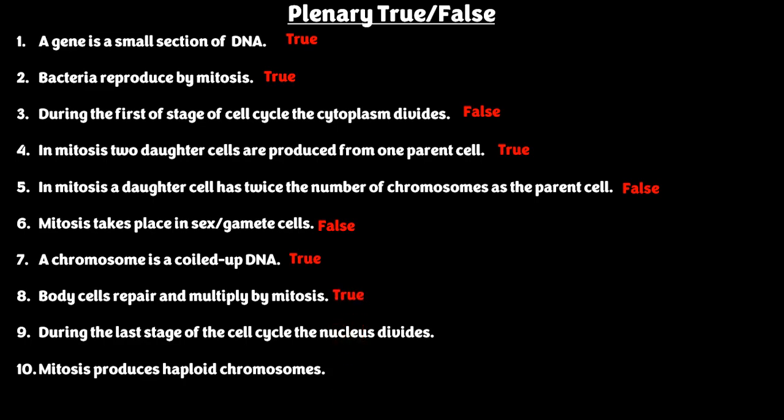That is true. During the last stage of the cell cycle, the nucleus divides. That is false. It's the cytoplasm that divides. Mitosis produces haploid chromosomes. That is false. It produces diploid chromosomes, so the same number of chromosomes as the parent cell.